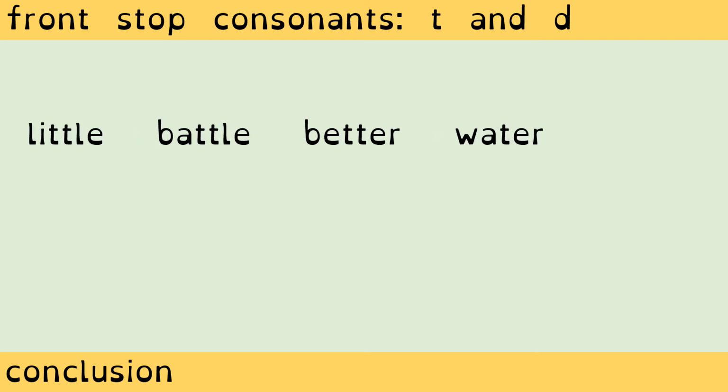Look at these words. Little, battle, better, water. Have you ever heard the T in these words pronounced like a D? Little, battle, better, water. It is fairly common to pronounce a T like a D in American English, especially when the T appears in the middle of a word. Another way to say this, perhaps a better way to say this, is that Americans sometimes voice the T. For instance, when you see two T's side by side.